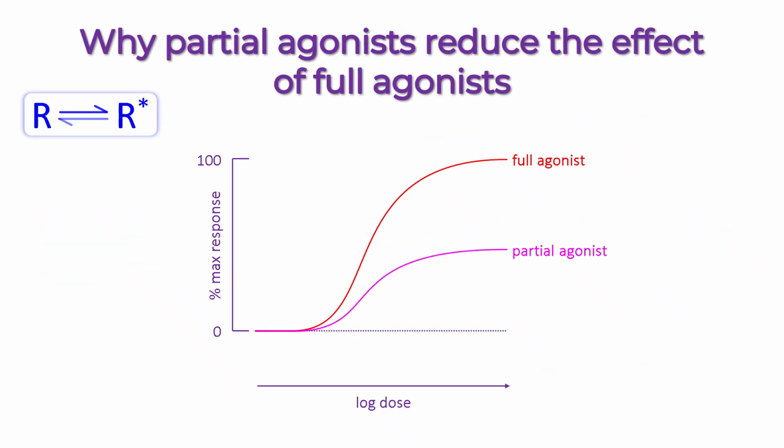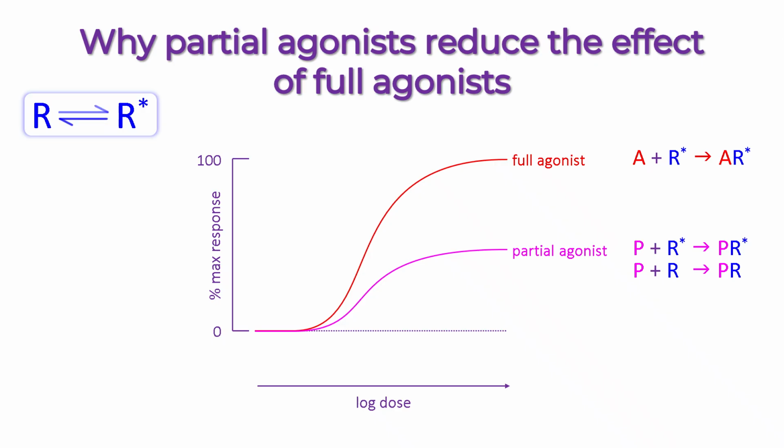You now know that a full agonist strongly stabilizes the active state, shifting the equilibrium towards R star. A partial agonist also favours the active state, but less strongly. As a result, some agonist-bound receptors are in the active state, but some agonist-bound receptors are in the inactive state.